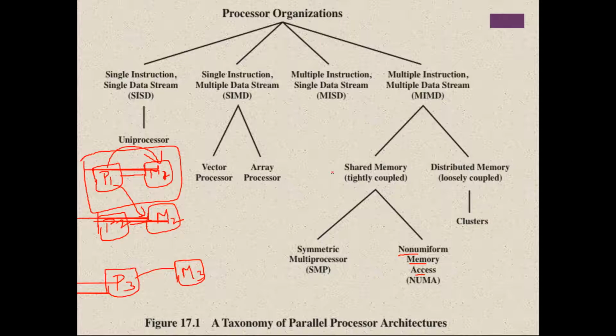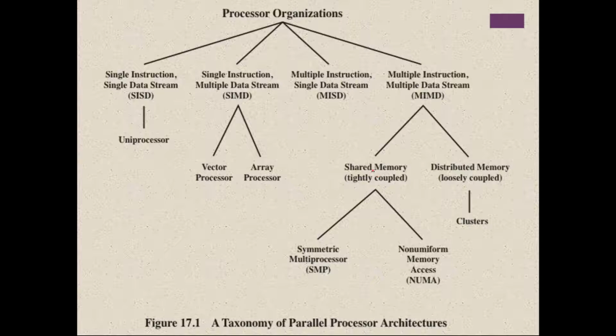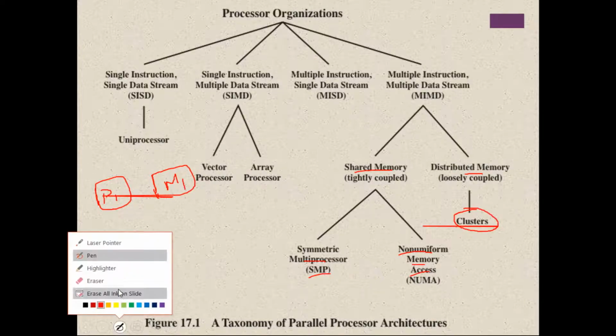Sorry, I'm sorry. So this is clusters, distributed memory. Right. So shared memory itself is of two types: SMP, symmetric multiprocessor, and NUMA, non-uniform memory access. The definition of non-uniform memory access we will see later. But distributed memory means loosely coupled, that is, every processor will come with its own memory. P1 will have its own memory, P2 will have its own memory, and so on. That type of model is called distributed or loosely coupled, and we have one type of system here which is called clusters. So these are the categorizations.